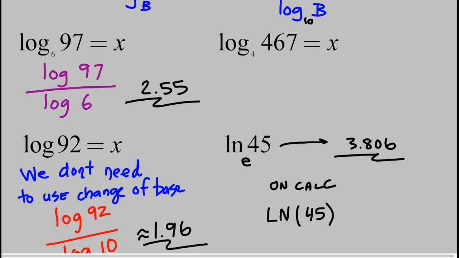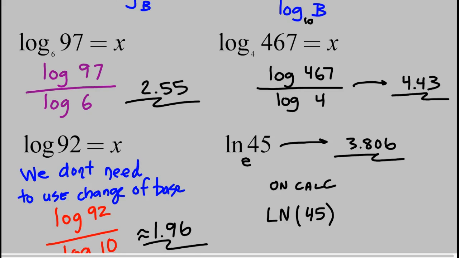Right. What about this one, log of 467 base 4? If you have a fancy calculator, just type in the thing. If you don't, you've got to use a change of base: log of 467 divided by the log of 4. Which ends up being, let's see, 4 to what power is 467? 4 to the 4th is 256, so it's 4 point something. 4.43. Okay, all right, so there's that a little bit. That's a change of base.